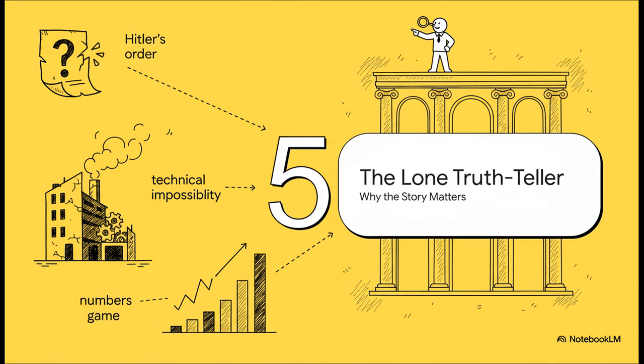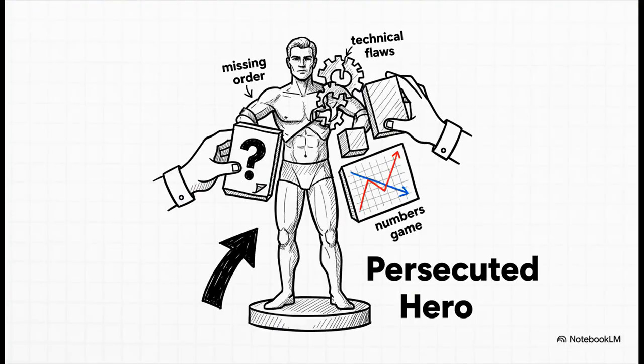So we've looked at the 3 pillars: the missing order from Hitler, the technical impossibilities of the gas chambers, and the numbers game. But how does it all fit together? What's the real point of this whole elaborate construction? And this, right here, is the key to understanding the whole thing. The arguments themselves aren't really the point. Their actual purpose is to serve and build up that persona we talked about at the very beginning.